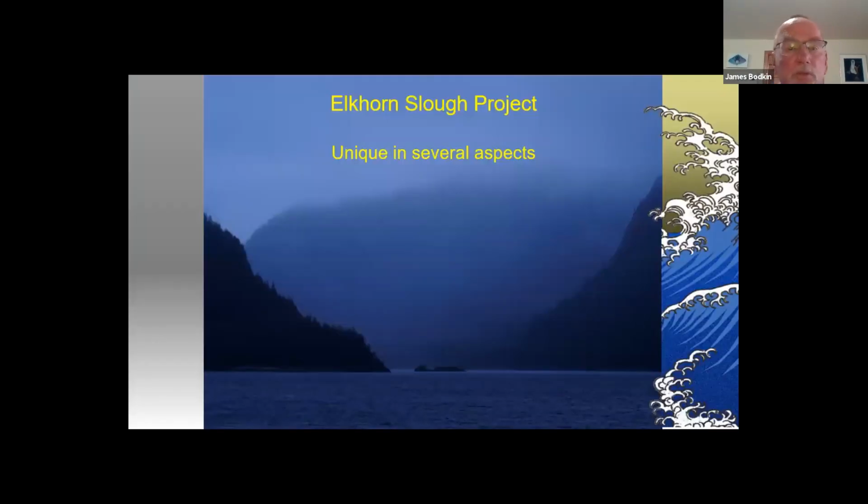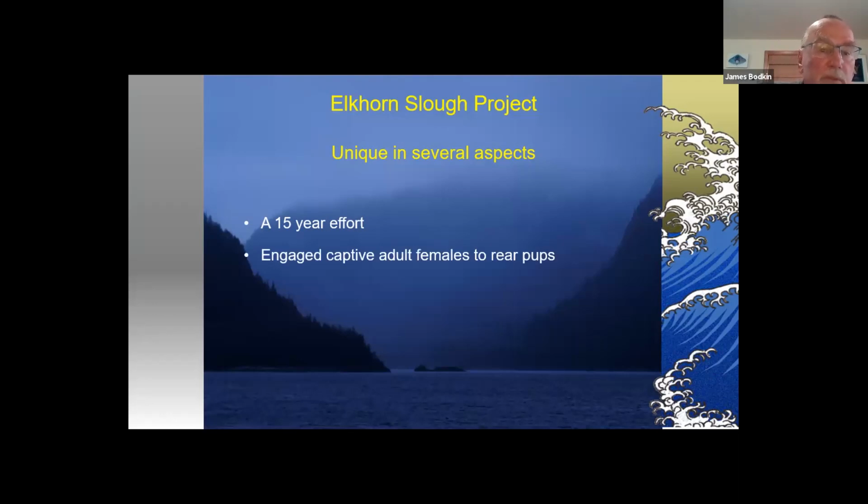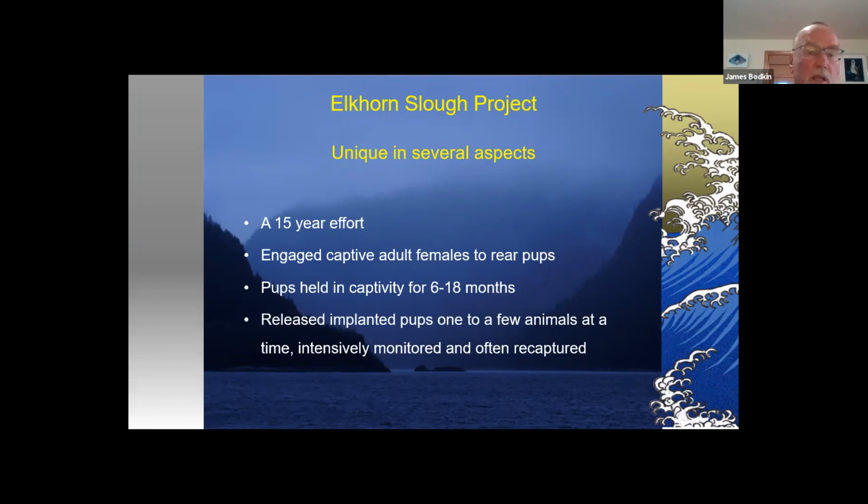Now, this project was unique in several aspects. It was a 15-year effort, okay? It's a fairly substantial long-term effort to raise and introduce these pups. They engaged captive adult females to rear these pups. These pups were held in captivity for 6 months to a year and a half. Implanted pups were released, 1 to a few animals at a time, and they were intensively monitored multiple times a day, 7 days a week, and they were often recaptured for additional treatment in captivity.